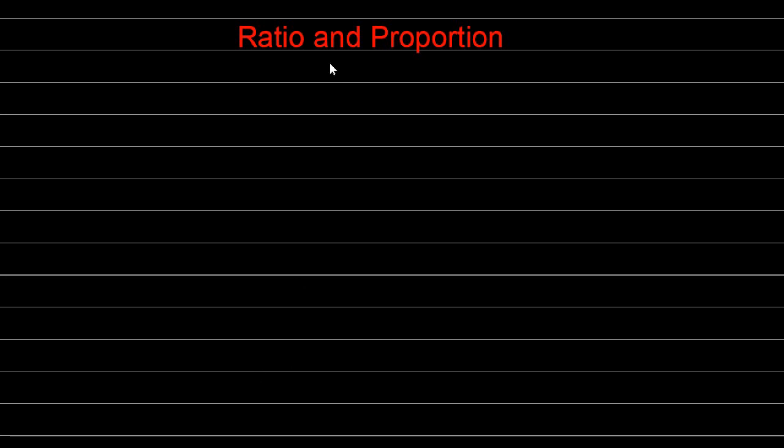Before we start this chapter, we should understand what is ratio, because that is our chapter. What is ratio? Ratio is a comparison between two quantities which are of the same type. For example, if I take here a fruit basket that has 8 mangoes in it and 12 oranges.